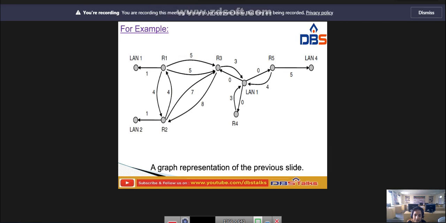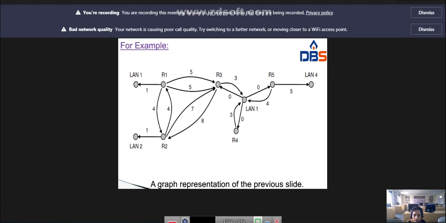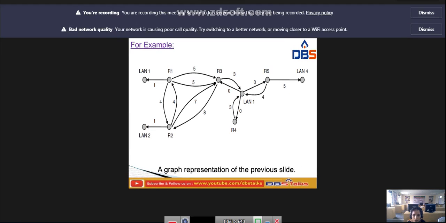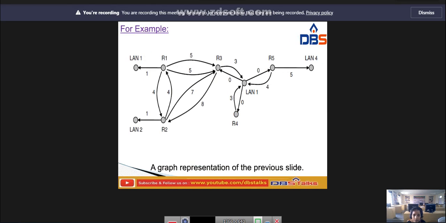This is an example diagram. Here I am using the routers R1, R2, R3, R4, R5. At every node I am maintaining the LANs, LAN 1, LAN 2, LAN 3 and LAN 4. Here it should be LAN 3, but by mistake we have LAN 1. These are the LANs we are using, where a LAN is the network. At every node I am providing a value, this is node 1, and for every node I am providing a value.